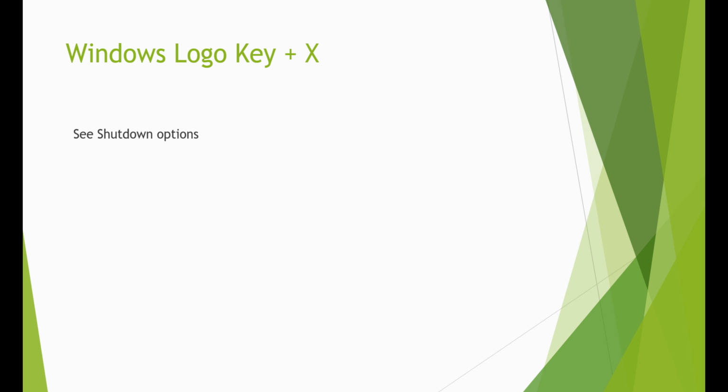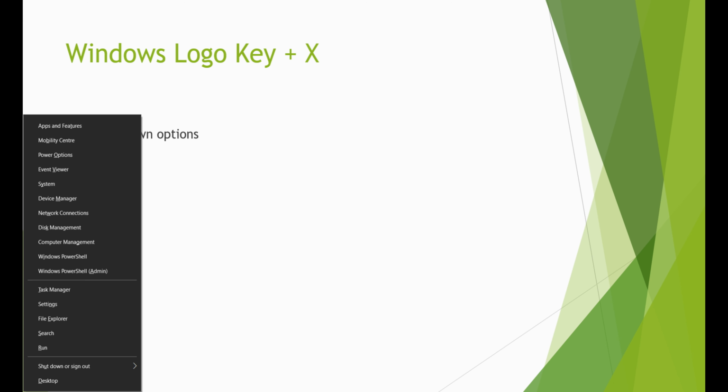Windows key plus X is to see shutdown options. So if I go Windows key plus X, you can see all the options. You can shut down or sign out, and you can do much other stuff in this list.